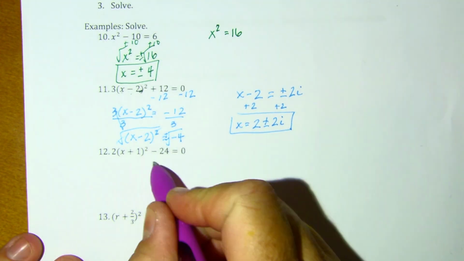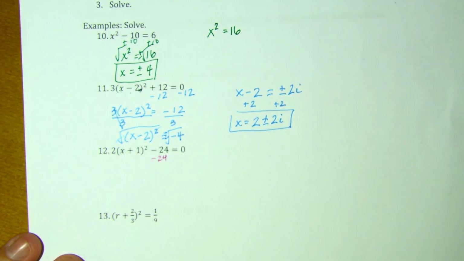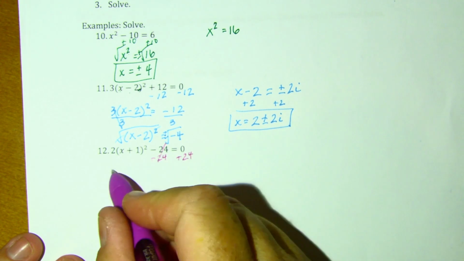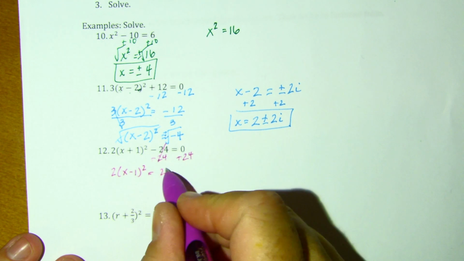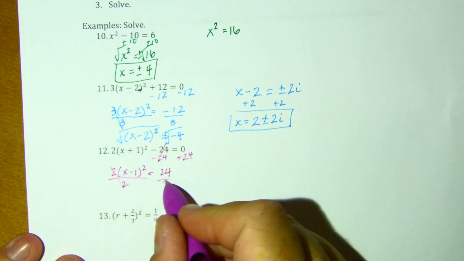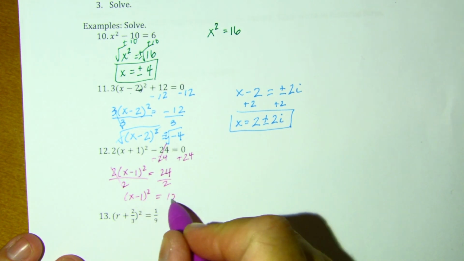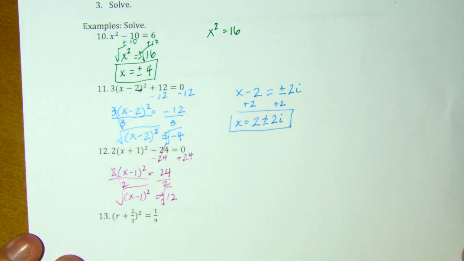Another example, we can go ahead and add 24. Again, we're trying to get this x minus 1 squared by itself. So adding 24 to both sides, we have 2 times x minus 1 squared equals 24. We can go ahead and divide by 2 on both sides, and I have x minus 1 squared equals 12. Square rooting both sides with that plus or minus sign.